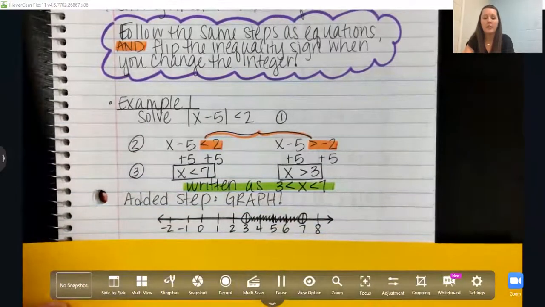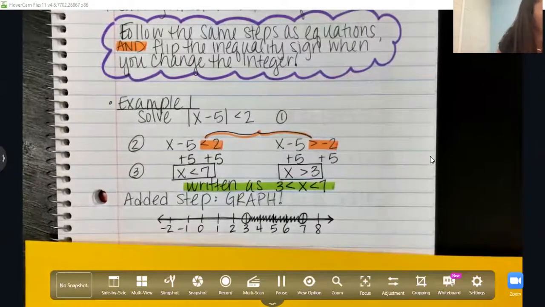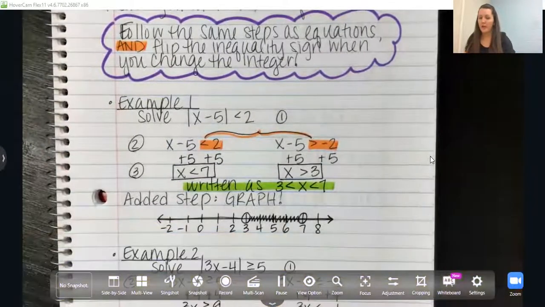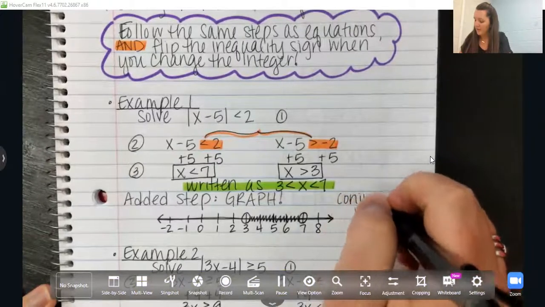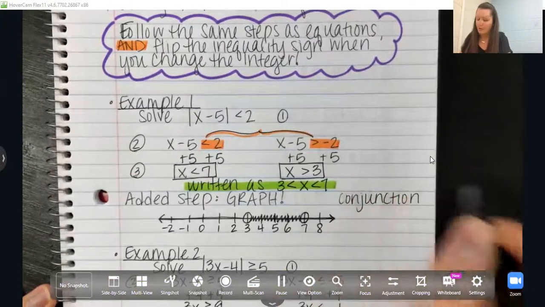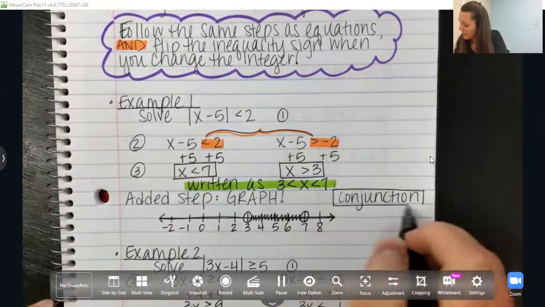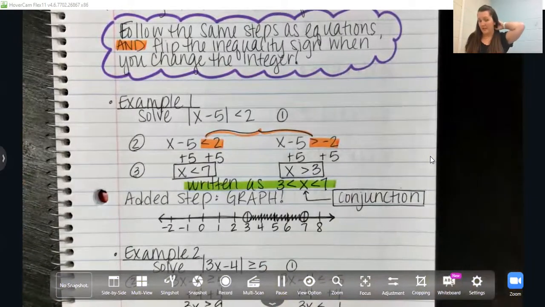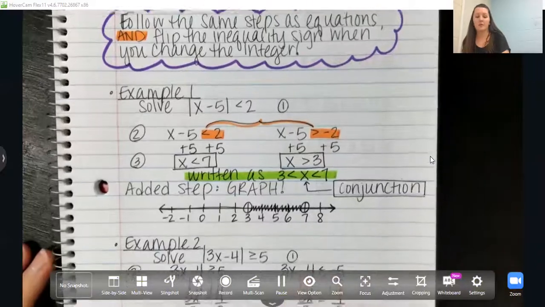This inequality is called a conjunction. See how they go together? Con means with, right? So this is a conjunction. Put it in the box, where you think of it as an and. x is greater than 3 and x is less than 7. It's a conjunction. Let's look at another example.